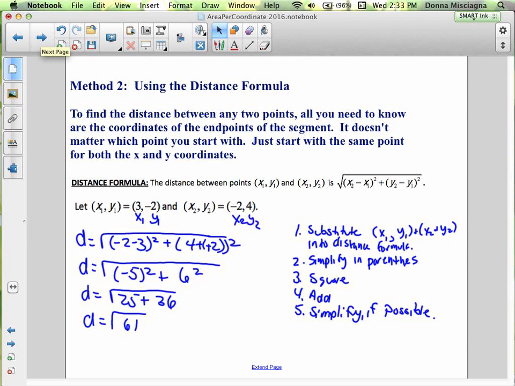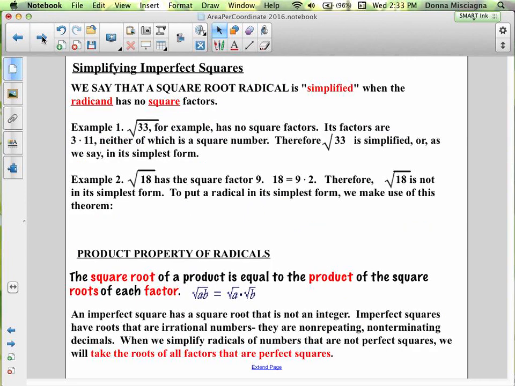So let's take a look at simplifying radicals. Right? So simplifying imperfect squares. I'm going to show you 2 ways. I'm always going to use the second way, right? Because I think it will be easier. Right? So we say that a square root radical is simplified when the radicand has no square factors. So 61 had no square factors because 61 is 1 times 61.